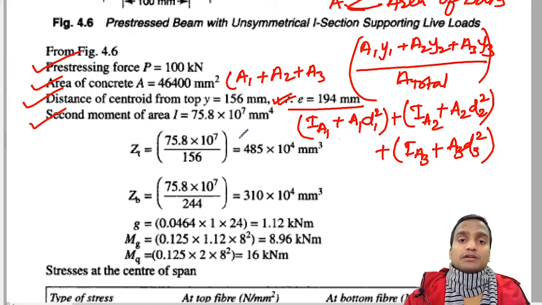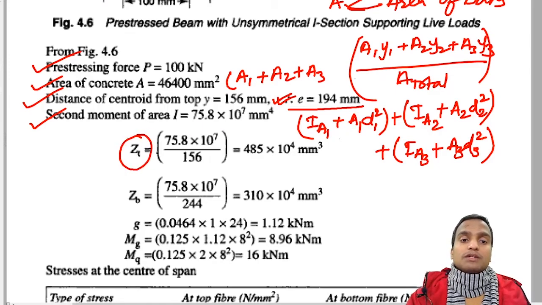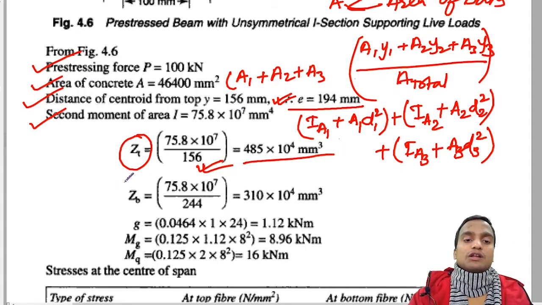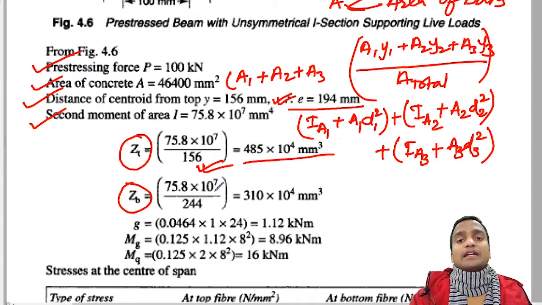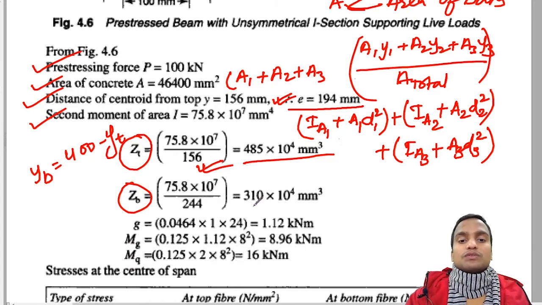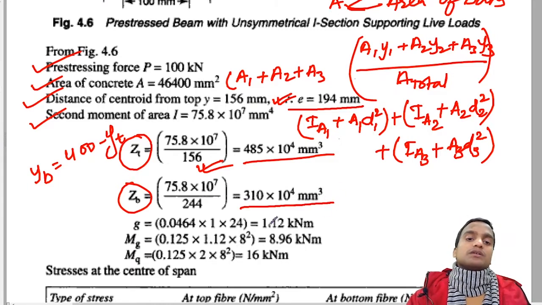Now we can calculate the value of ZT. ZT will be equal to I divided by YT. YT is the distance from top, and we have calculated 156 mm, and this is the value of ZT. Similarly, ZB will be equal to I divided by YB. YB will be equal to 400 minus YT, and YT was equal to 156 mm. So ZB is also calculated.